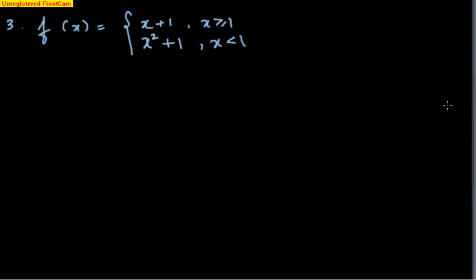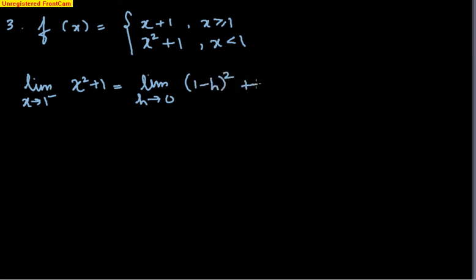Let's move on to the next question. Now the function is defined as x plus 1 when x is greater than equal to 1, and it is equal to x square plus 1 when x is less than 1. So I first take the limit x tending to 1 minus. The function, if you see, for 1 minus is x square plus 1. Because it is 1 minus, I take limit h tending to 0. Instead of x, I put (1 minus h) whole square plus 1. I put h as 0 and the answer will come out to be 2.